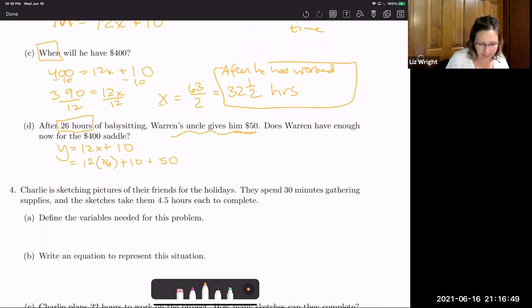So we are going to add this. It looks like 12 times 26, I've written that part down, is 312 plus 60, and then we've got 372. Does he have enough for the saddle? Not quite yet. Not quite 400. Almost.